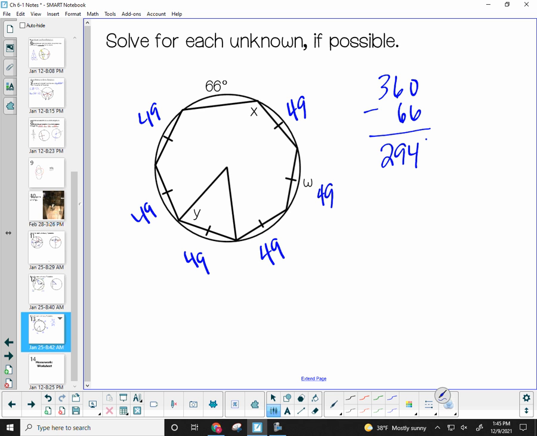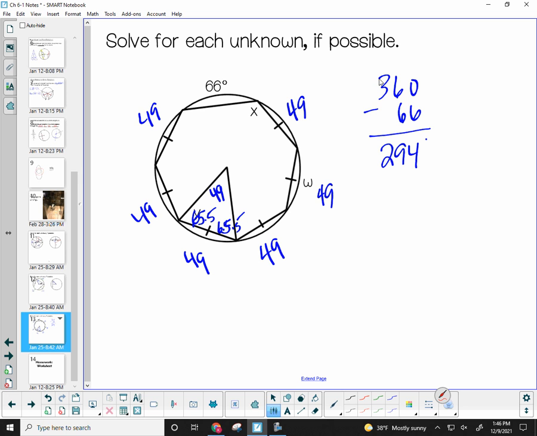Now, if this arc here is 49, this central angle here has to be 49. So what kind of triangle is that? It's an isosceles triangle, which means I can solve for my base angles. So 180 minus 49, then divided by 2, gives me 65 and a half. Not a pretty number, but it is what it is. So 65 and a half for those two base angles. So y there is 65 and a half. Now let's solve for x.